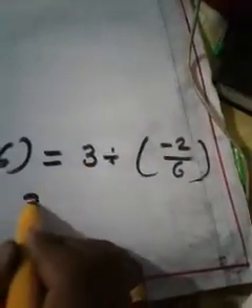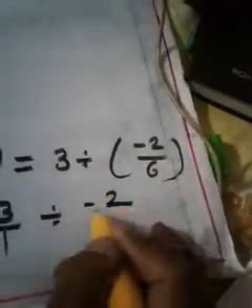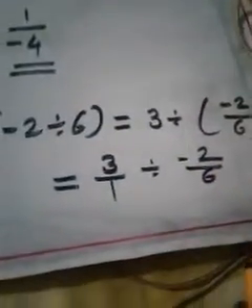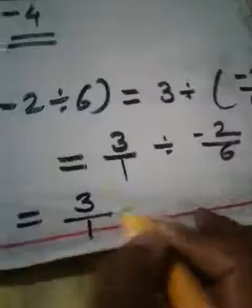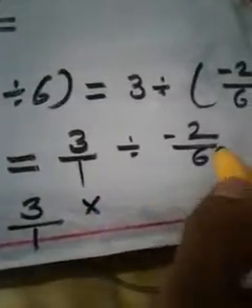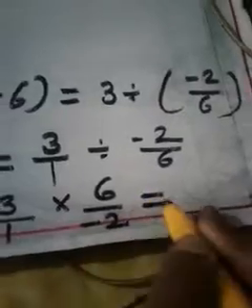No. Now just see, this 3, can I write it as 3 by 1? Of course. Divided by minus 2 by 6 as it is. Any problem? 3 by 1 divided by minus 2 by 6. Now we can multiply with the reciprocal. 3 by 1 into what is the reciprocal of minus 2 by 6? 6 by minus 2.